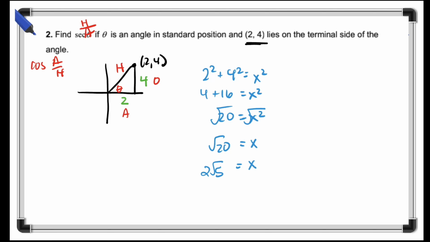So when we are trying to find secant of theta, you have your hypotenuse, which is 2 root 5, over your adjacent side, which is 2. Now to simplify that, you're going to notice that our 2's will reduce, and that'll just get you the square root of 5.